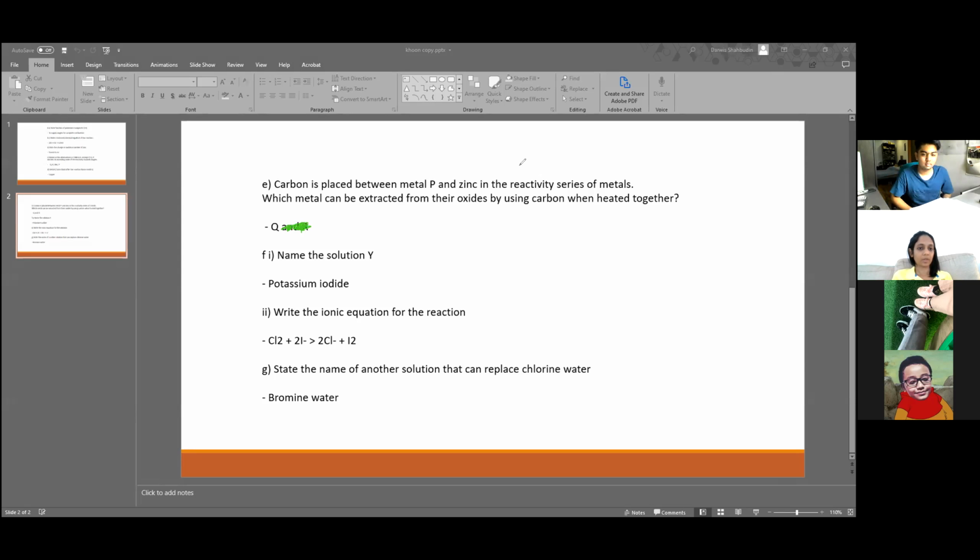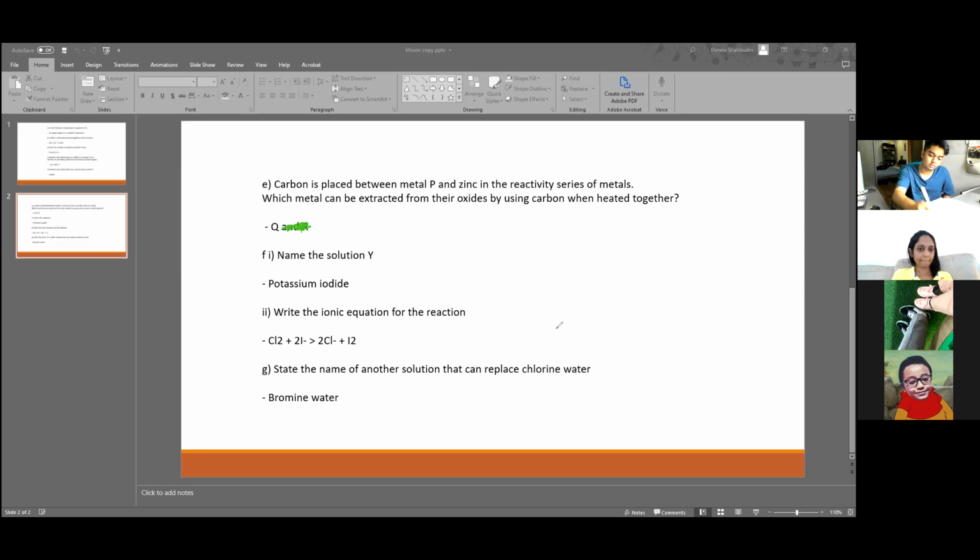You can also choose another answer, but you don't put both answers together, okay? You can choose Q. We can also choose R. Yeah, you can also choose R. Now, R is not wrong. It's just that don't put it together because they say which metal. Choose one. Okay, carry on.